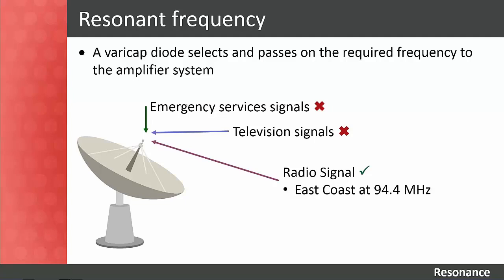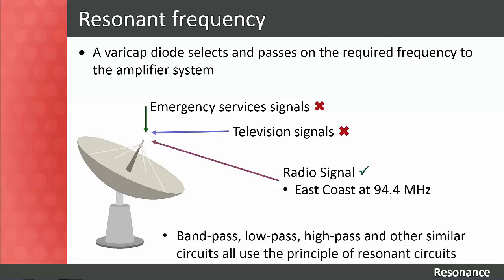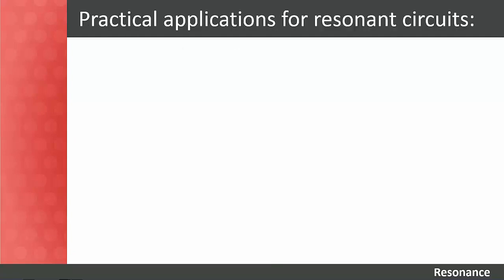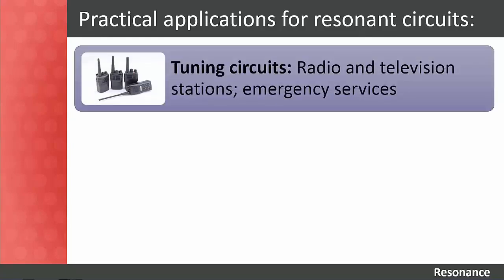There are many other uses for resonance circuits. This is why it's so important to understand how they work. Band pass, low pass, high pass, and other similar circuits all use the principle of resonant circuits. Here are some practical applications for resonant circuits. Tuning circuits. Radio and television stations as well as other applications where a specific carrier frequency is needed, such as emergency services, use resonant circuits.